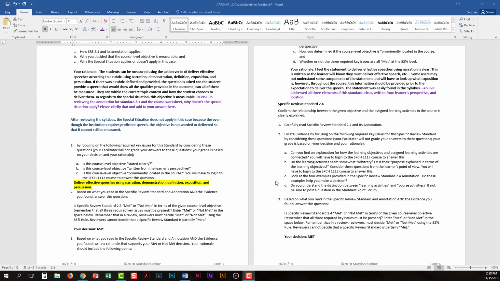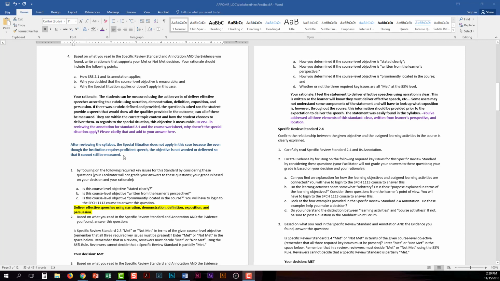If you look in the annotation for Specific Review Standard 2.1 in the rubric, there is specific reference to the special situation, what it is, and it gives you the instructions on how to figure out if it actually applies. You will need to take a look at the course worksheet, and the instructions on how to access that should be in the instructions for this assignment, and it's also on our Moodle homepage for the class. So if you want to just redo your answer to that after looking at the annotation for Standard 2.1, then that question will be met.